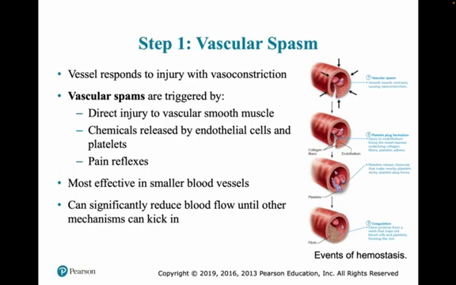This can happen after a direct injury of the blood vessel. Our blood vessels, if you remember, are lined on the inner side by smooth muscles. After you have this injury, the spasm happens, and this also gives us a little bit of a pain reflex. Then certain chemicals start to be released from the smooth muscles, endothelial cells, as well as platelets. This spasm reduces the blood flow a little bit until the next steps kick in.